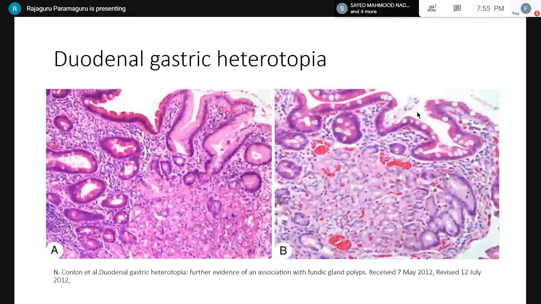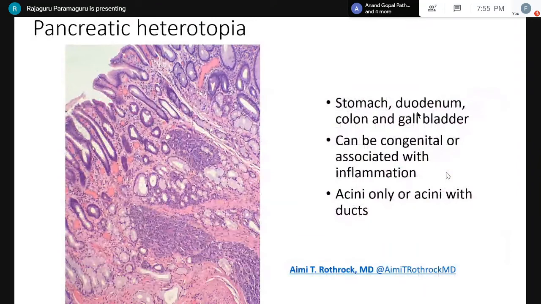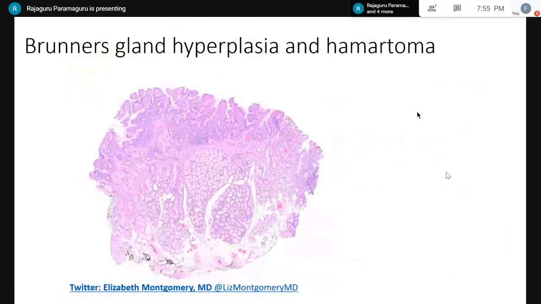So heterotopia with pancreatic tissue can be seen anywhere in the GIT. It can be a heterotopia or a metaplastic change. You can see only the acini, or you can see the acini with the ducts also. Then there is the Brunner's gland hyperplasia or hamartoma.